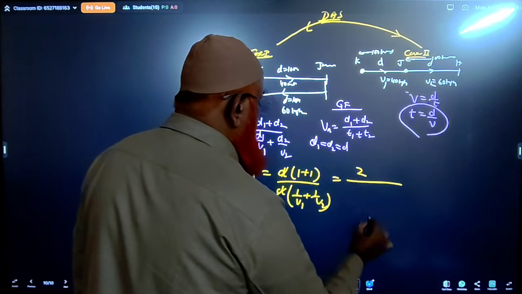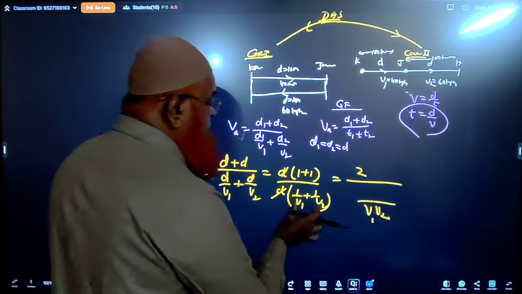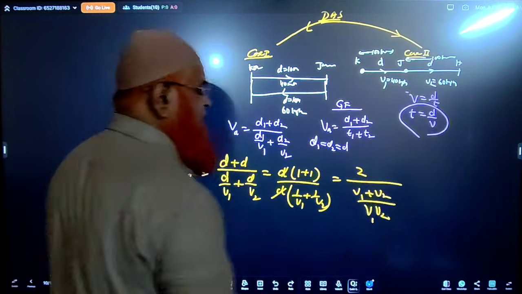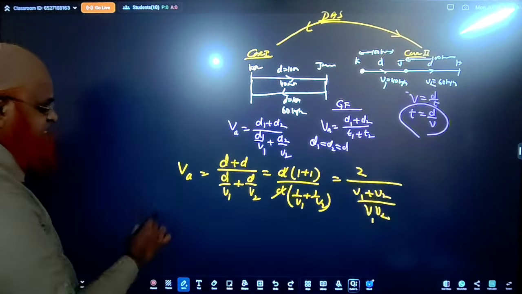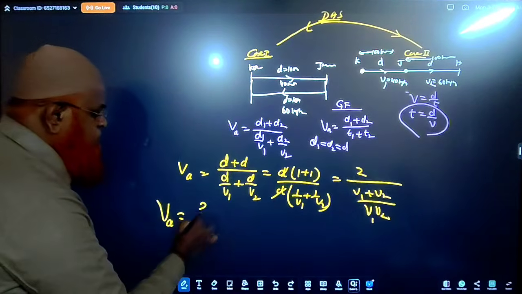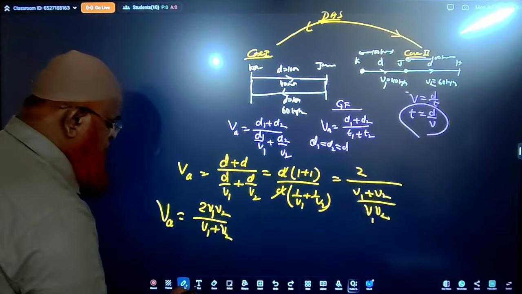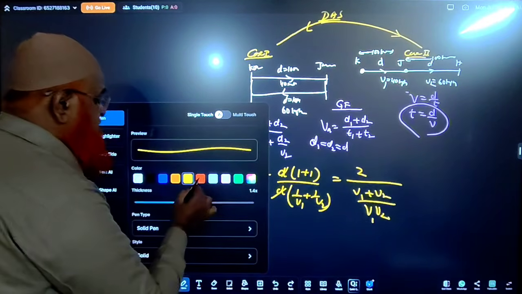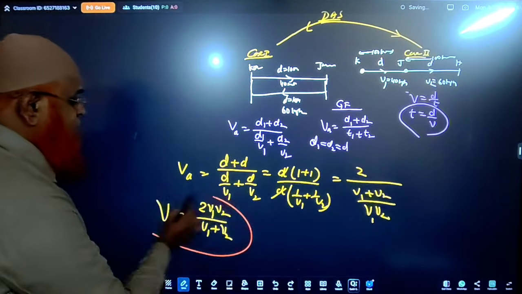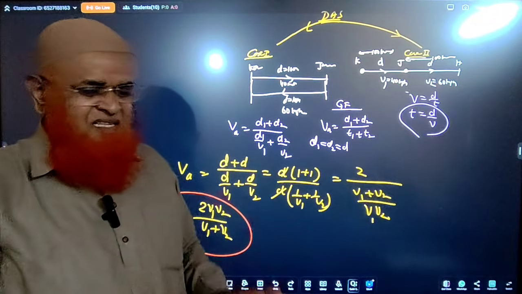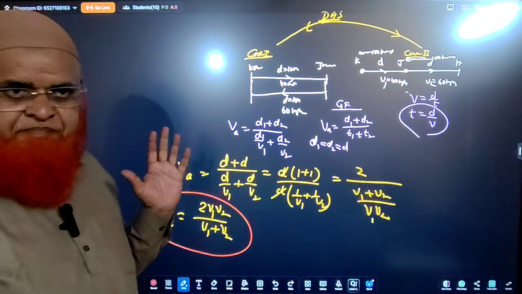So cross multiplication, v1 v2 is the LCM. Product of the denominators is going to be the LCM. Numerators will be the sum of the velocities. You know the basics of maths. So V average 2 V1 V2 by V1 plus V2 is going to be your shortcut formula for all the problems of this type where distances are going to be the same.